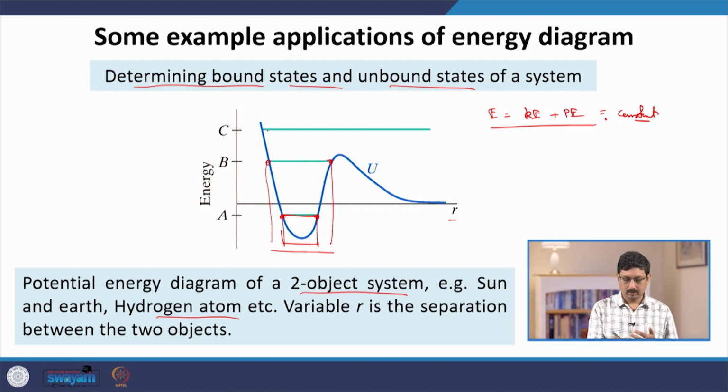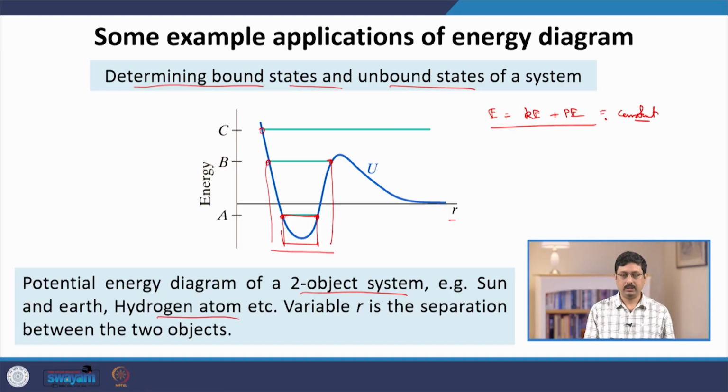Now, contrast this with the situation when the total energy is at level C. In this case, r has a minimum distance, so it cannot go beyond this distance, but on the other side there is no restriction on the highest value possible for r, the separation. Any separation is possible. So, this kind of state is an unbound state. Just by making this potential energy diagram, it is very easy to understand the nature of the motion of your system in a qualitative way.